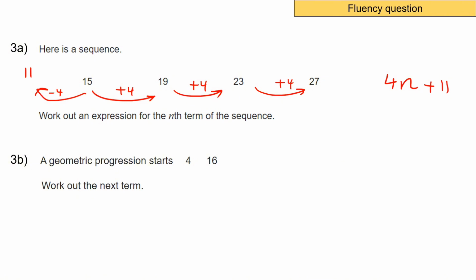How am I going to check if my answer is correct? In order for me to find out the first term, if I was to substitute 1 into n, it should give me 15. 4 times 1 is 4, plus 11 is 15, so it's correct.